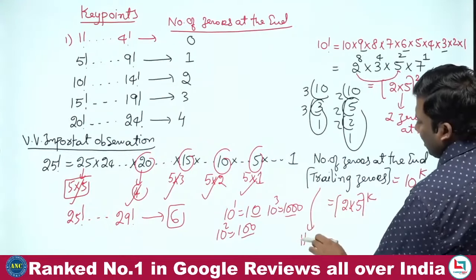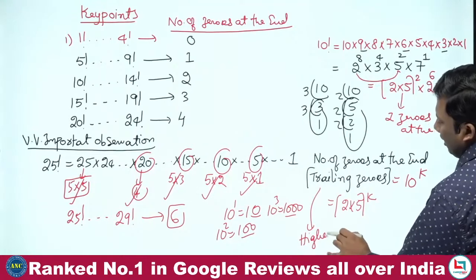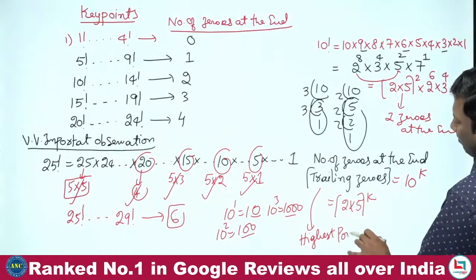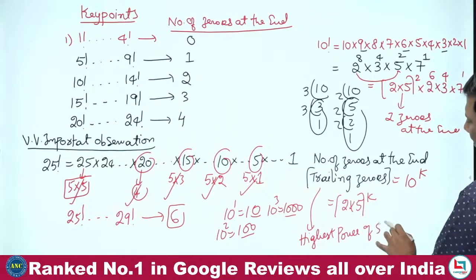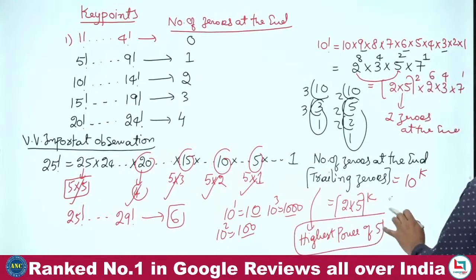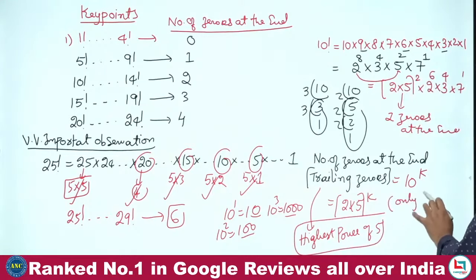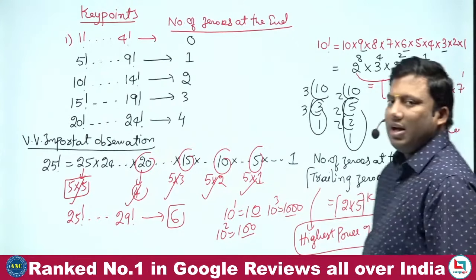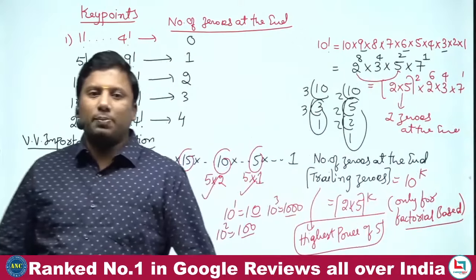So please write down this point, sir. Number of zeros at the end, it is the highest power of 5. Only for factorial problems. Only for factorial-based problems, the number of zeros at the end is equivalent to the highest power of 5.